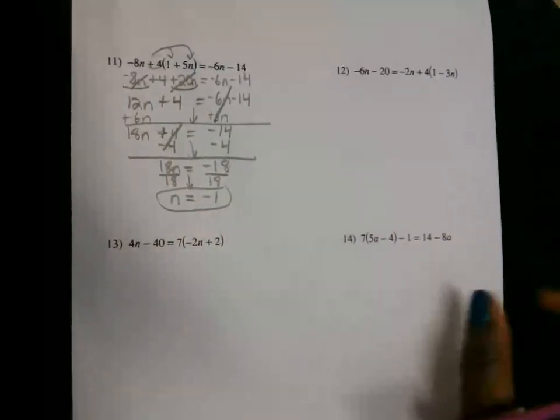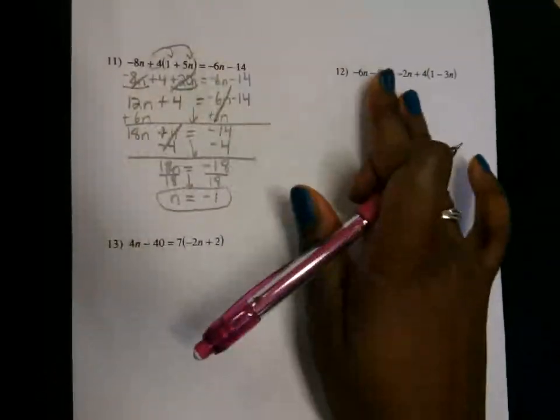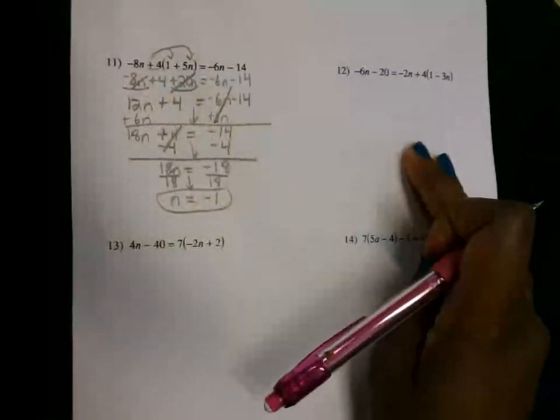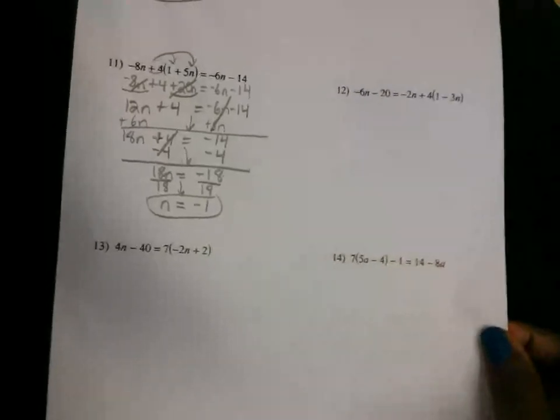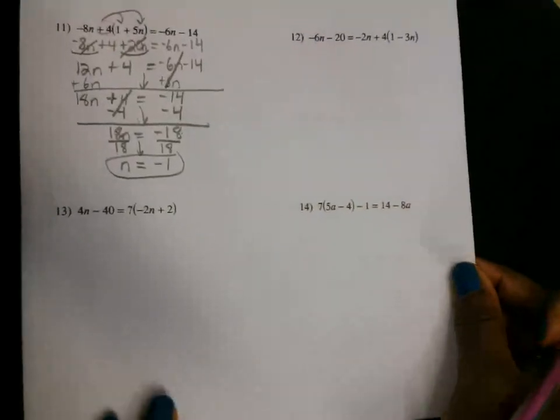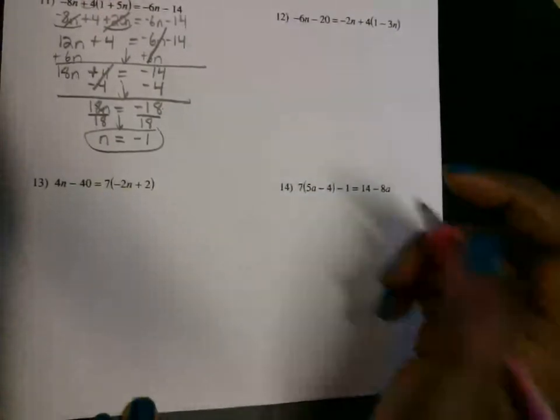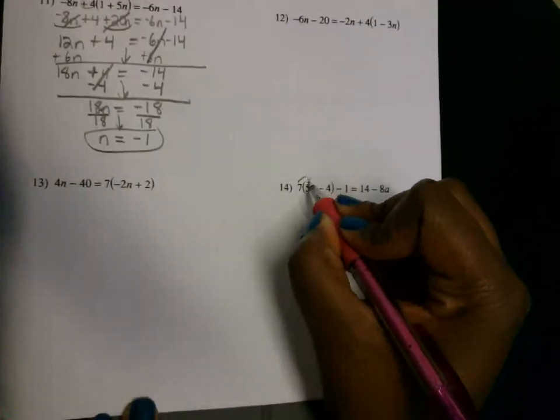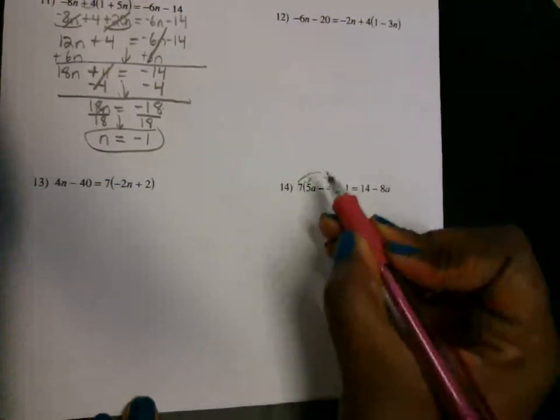All right. So this is very similar to this one, so I need you to do this one, okay? All right. And let's look at number 14. And you should be able to do 13 with no problem. Distributive property does come first. So we're going to do distributive property.